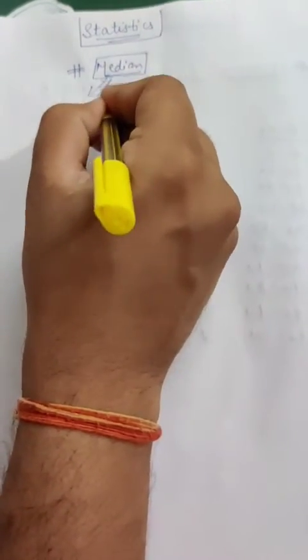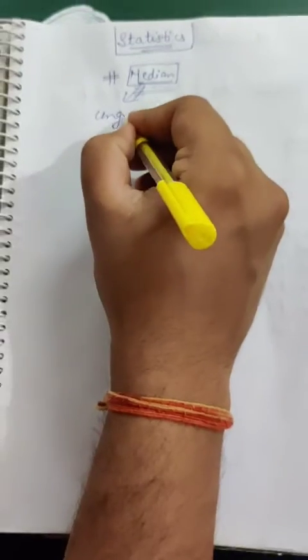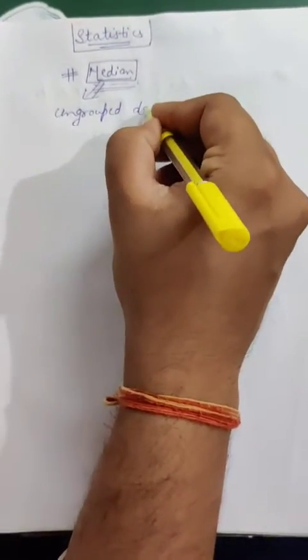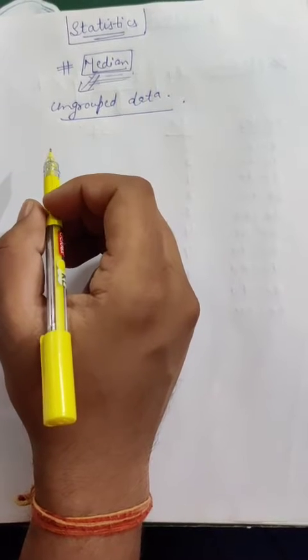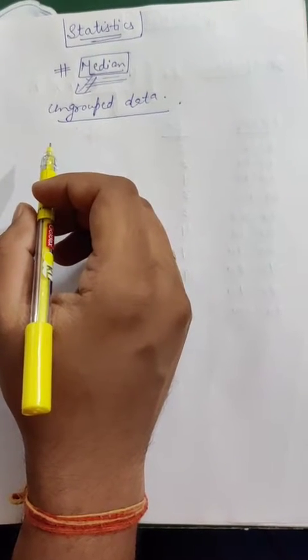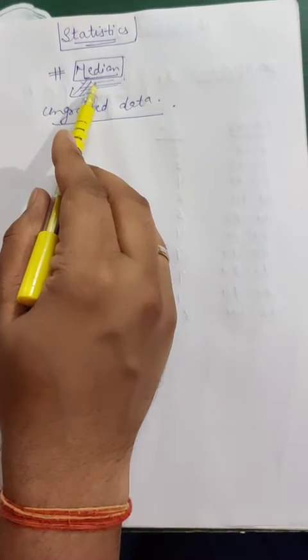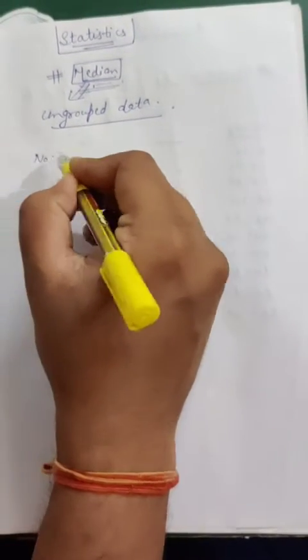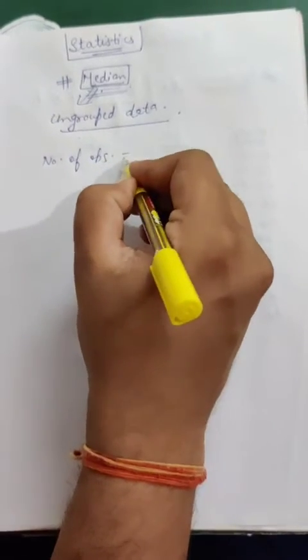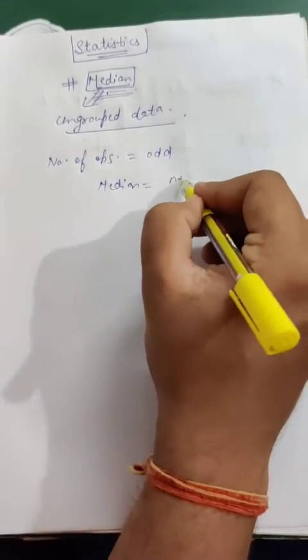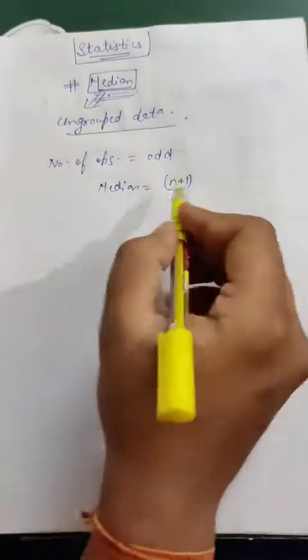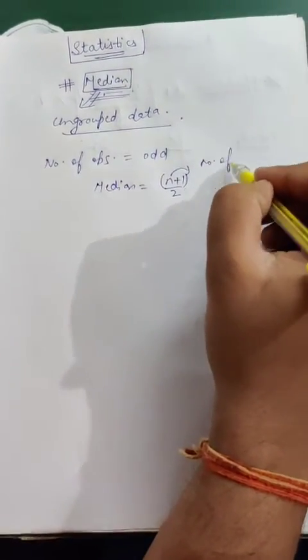Now in class 9th we have already studied how to find the median of ungrouped data. How to find the median of ungrouped data? For example, we are given certain frequencies or other observations as individuals. These are not in the form of groups. So we already know the process of finding the median: if the number of observations is odd, then the formula of median is (n plus 1) divided by 2, where n represents the number of observations.